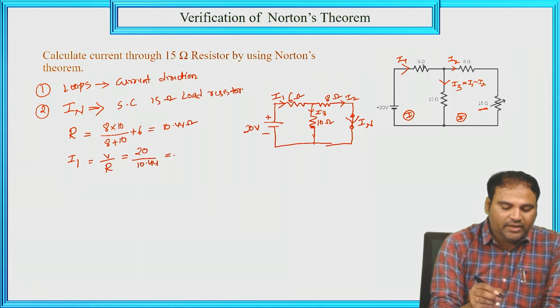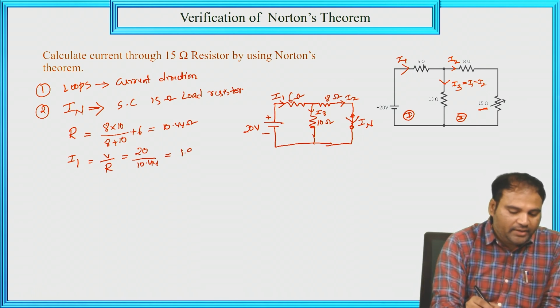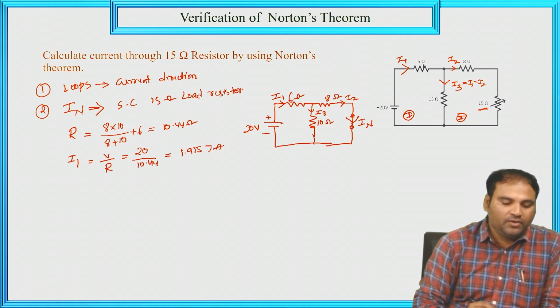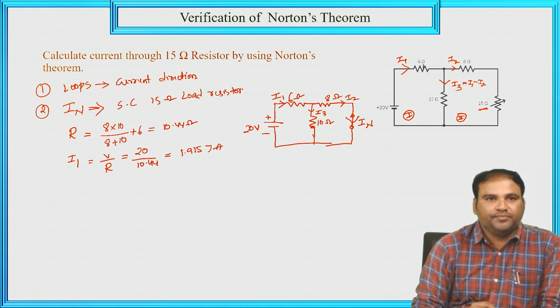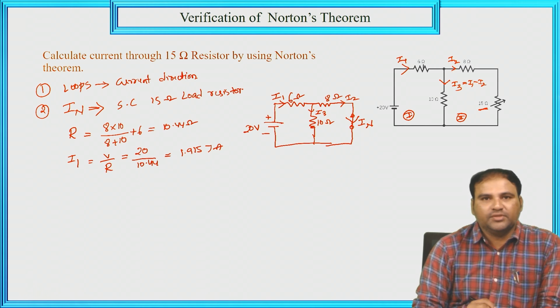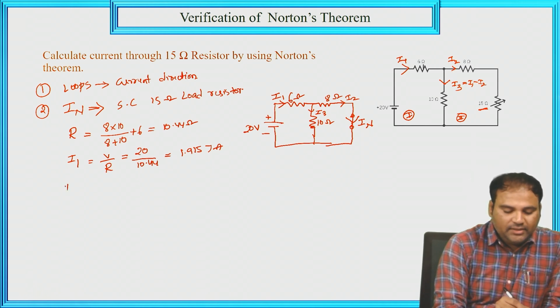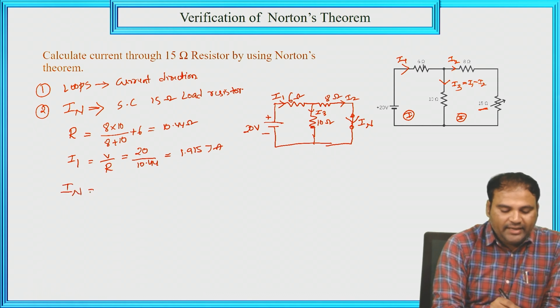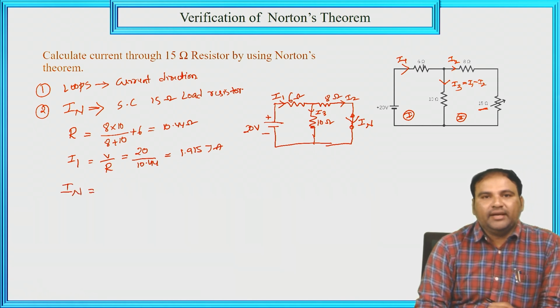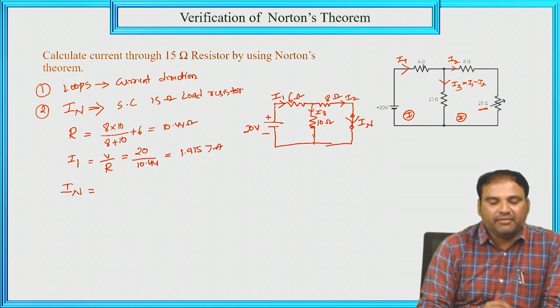10.44. So here, by calculating 20 divided by 10.44, we will get 1.9157 amperes. Here is the I1 value, the total current value. Now we need to calculate the Norton's current by using the current division rule. So now the Norton's current through the 8 ohm resistor, that is IN. So Norton's current IN is equal to the total current. What is the total current here? I1. So I1 is nothing but 1.9157.